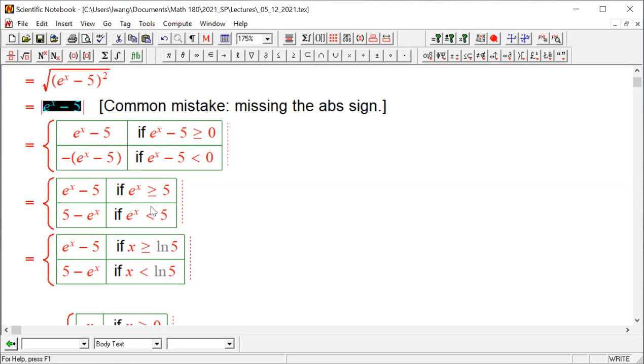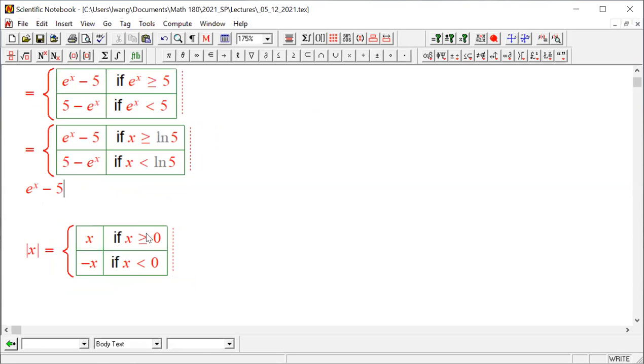Right? So why is this curve so important? You need to have that vision. You need to have that vision, right? How is e to the power x minus 5 created? You first create e to the power x, and you shift it down by 5 units. Do you follow me? Okay, you shift it down by 5 units.